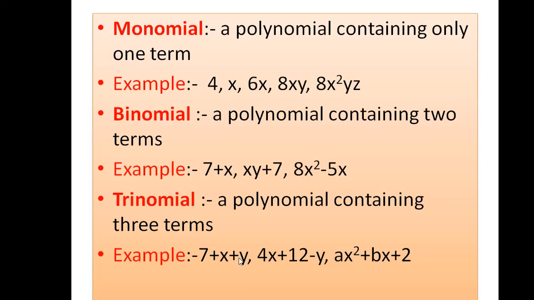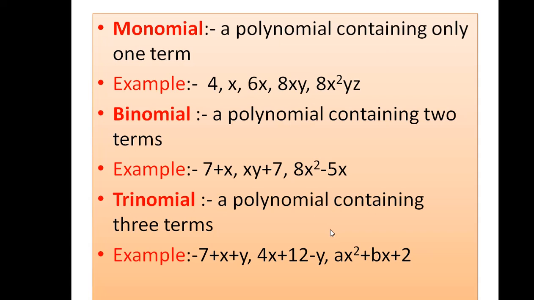Then monomial, a polynomial containing only one term. If a polynomial has only one term, then it is a monomial. So 4 is only one term, a single term. x, that is also a single term. 6x, that is also a single term. 8xy, though there are two variables, they are combined by multiplication only, so it is a single term. Then the last example, 8x square yz. Three variables are there, but everything is combined by multiplication only, so it is a single term. A polynomial containing only one term is called a monomial.